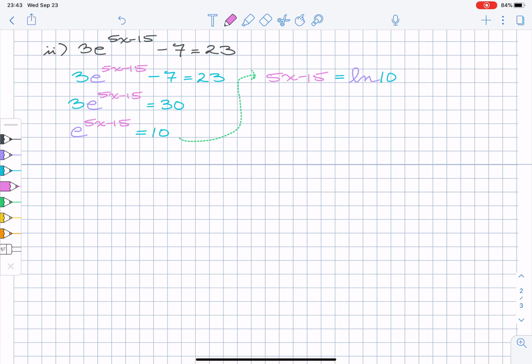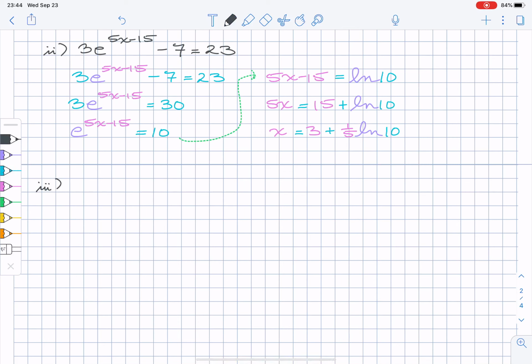So now I can add 15 to both sides, so I get that 5x is 15 plus natural log of 10. And then I can go ahead and divide by 5. So x, when all is said and done, is equal to 3 plus 1/5 natural log of 10. Now I could bring the 1/5 into the exponent of 10, but that suffices. That's okay for government work.